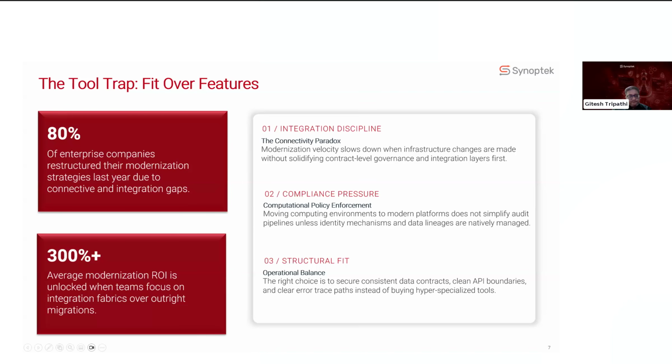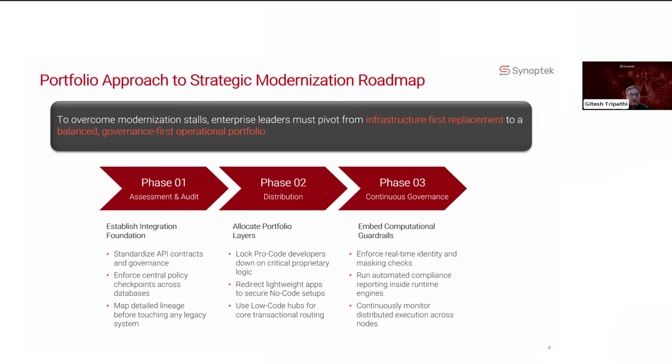Next. Okay. So how do you approach this? So the approach is from a portfolio approach to a strategic modernization roadmap. To overcome modernization stalls, enterprise leaders must pivot from infrastructure first to governance first operational portfolio.